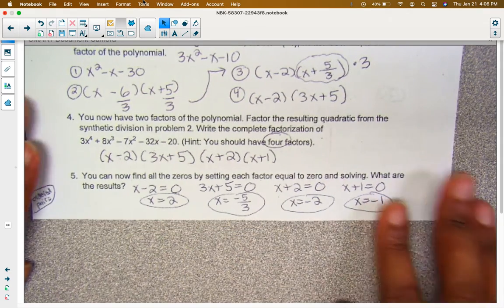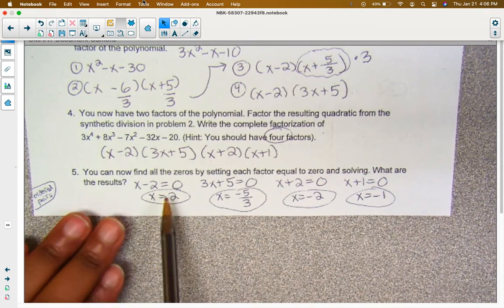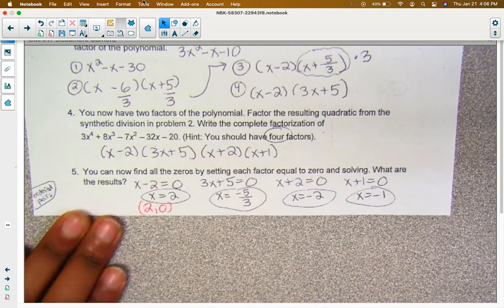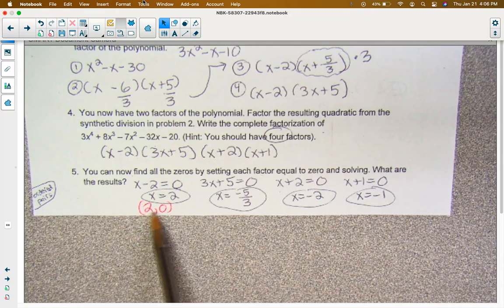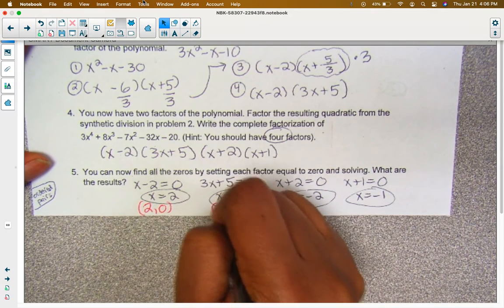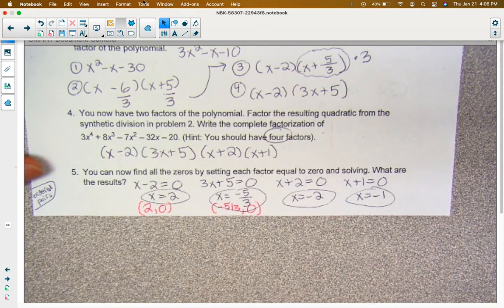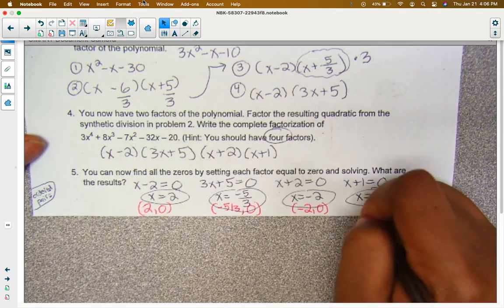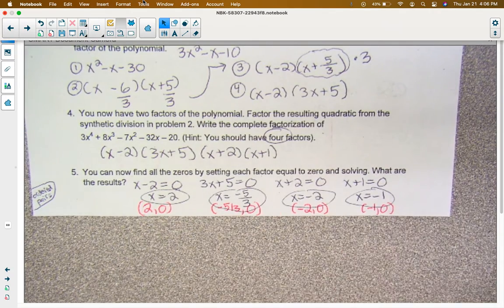It's also giving us ordered pairs. So this here is telling me that (2, 0) is an ordered pair. It crosses the x-axis at 2. This is a solution, a root, a 0. This one is (-5/3, 0). The next one is (-2, 0). And then the last one is (-1, 0). So it's giving us ordered pairs. It's breaking the polynomial down. It's helping us factor. So the factor theorem is giving us lots of useful information that we can do with our polynomial.